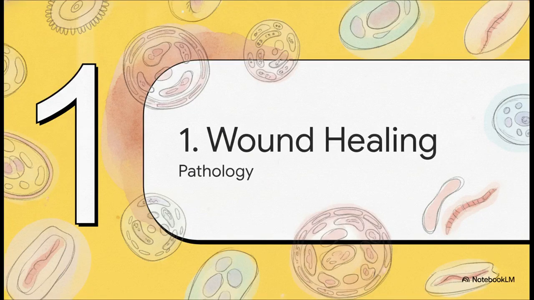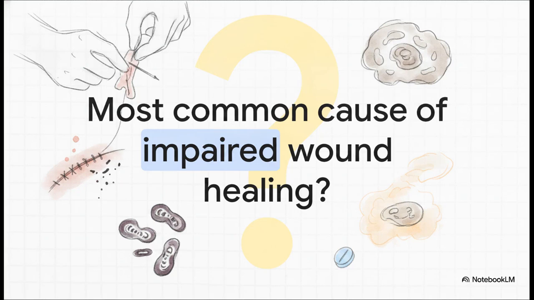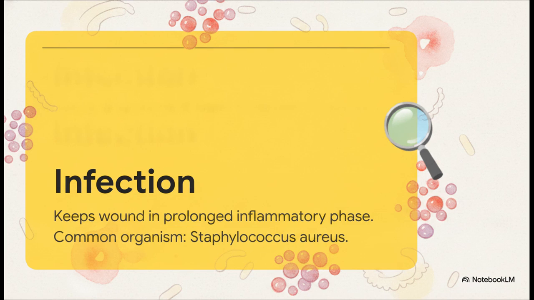All right, Section 1, Wound Healing and Pathology. Question 21. What is the most common cause of impaired wound healing overall? Is it A, foreign body, B, poor surgical handling, C, infection, D, steroids, or E, malignancy? The correct answer is C, infection.